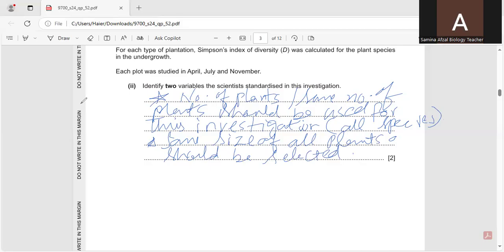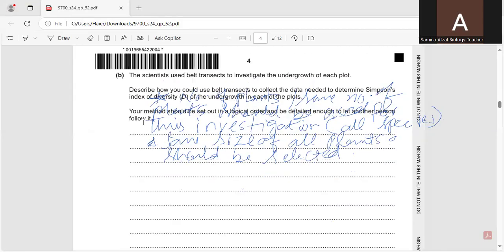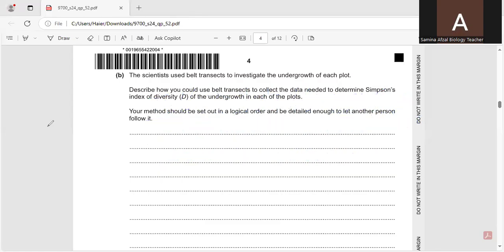Now we are moving towards the next question. The scientists used belt transects to investigate the undergrowth of each plot. Describe how you could use belt transects to collect the data needed to determine Simpson's index of diversity of the undergrowth in each of the plots. Your method should be set out in a logical order and be detailed enough to let another person follow it.